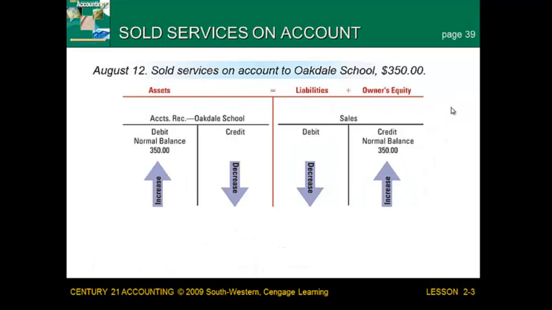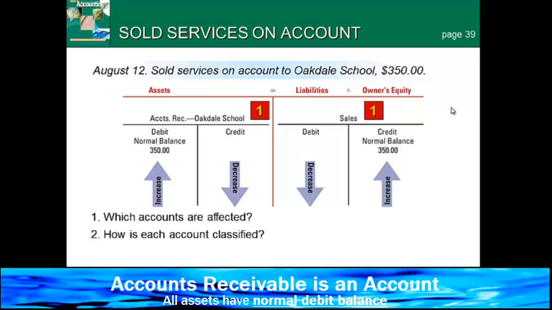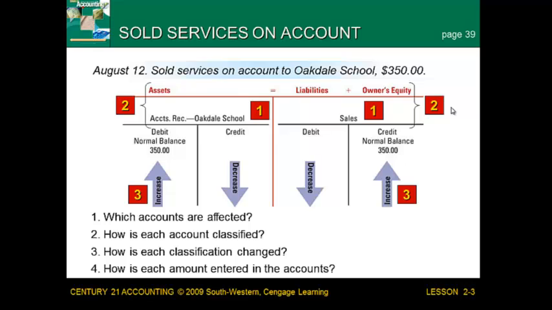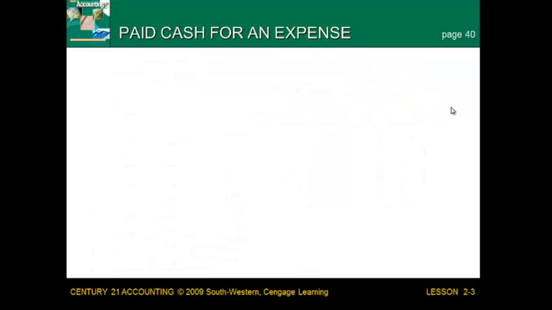August 12th sold services on account to Oakdale School, $350. Accounts receivable Oakdale School is affected, as is sales. Accounts receivable is an asset. Sales is part of owner's equity and has a normal credit balance. Accounts receivable is increased, as is sales. In this case, $350 is debited to accounts receivable Oakdale School and $350 credited to sales.